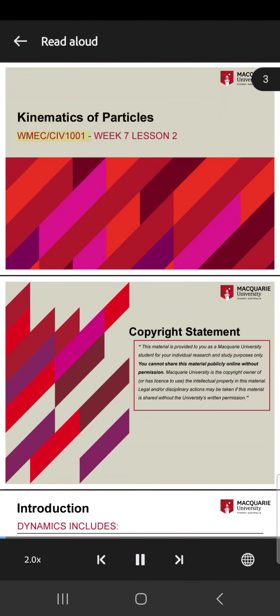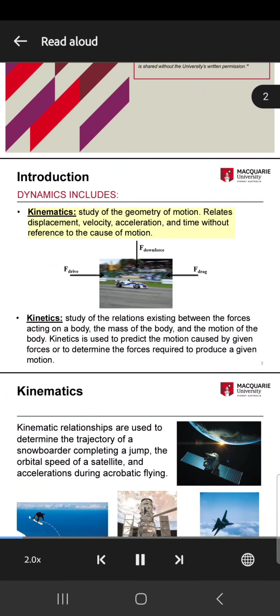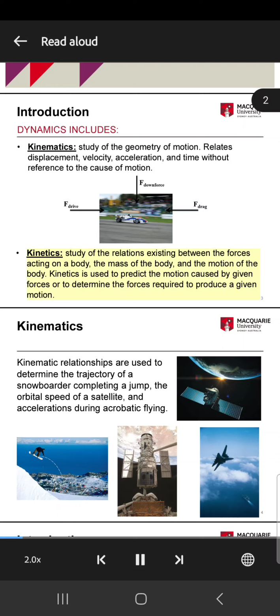Kinematics of particles. WMEC-CIV 1001. Week 7. Introduction. Kinematics: study of the geometry of motion. It relates displacement, velocity, acceleration, and time without reference to the cause of motion. Kinetics: study of the relations existing between the forces acting on a body, the mass of the body, and the motion of the body.